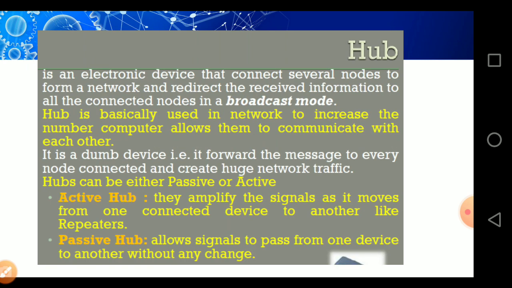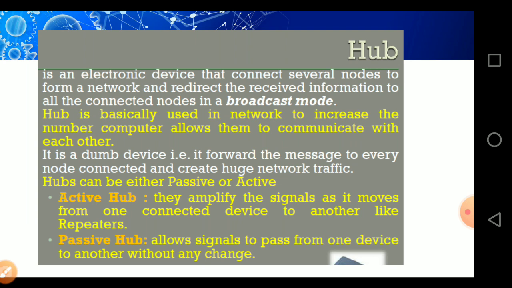Now coming to the hub, another networking device, which is used to connect devices, or computers, together. When these computers are connected in a hub, whatever data is received will be broadcasted. Broadcasted means sent to everyone, in broadcast mode.